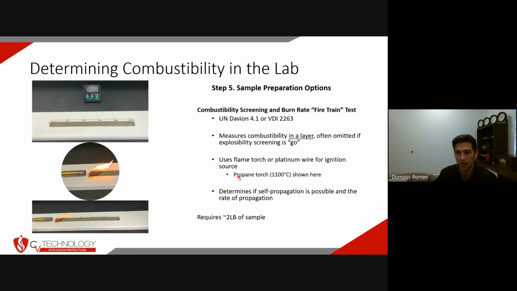And this burn rate test essentially starts with a torch on one side, and you're going to light the beginning of the sample and see if the sample has the ability to continue that chemical reaction and burn down the line through the process. And if it does, you have to take fire protection standards into account and look at fire protection. And this test normally requires about 2 pounds of material.